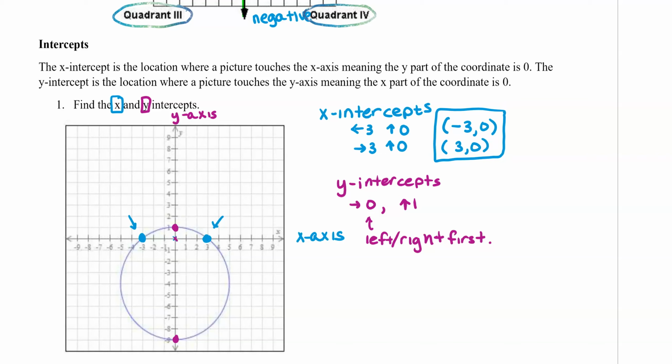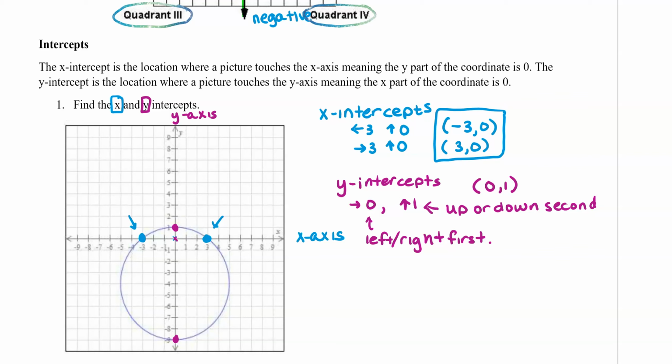Always put left or right first, and then you always put up or down second. So for this point, we have 0 left or right, and then up 1. So this point will be 0, 1.